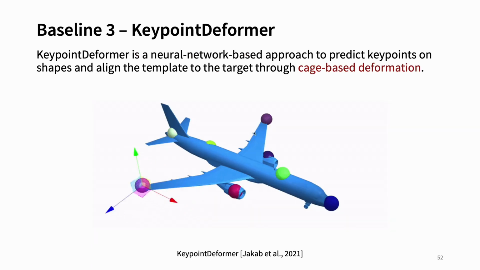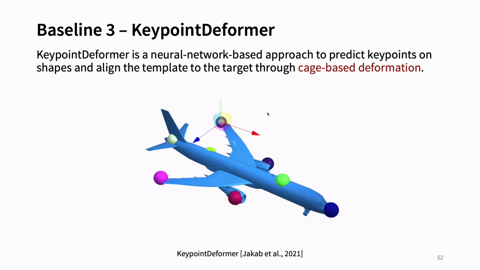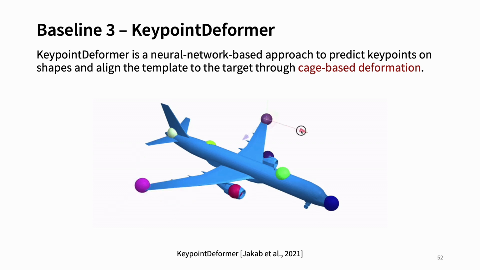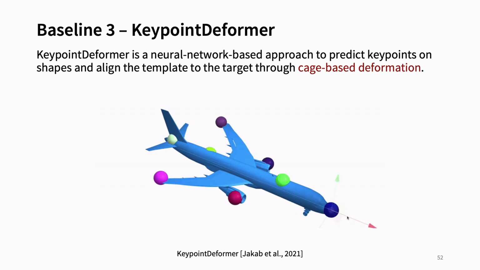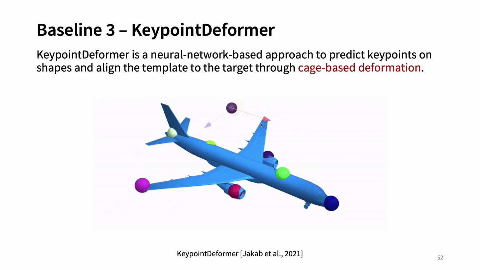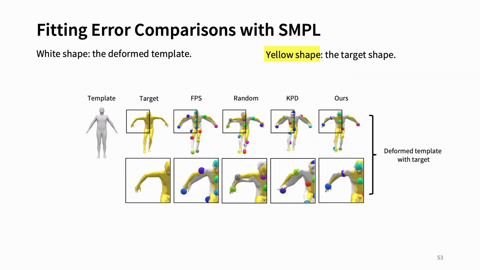We additionally compare our method with KeypointDeformer, which leverages a neural network-based approach to predict keypoints on shape and align the template to the target through cage-based deformation. For fair comparison, we train KeypointDeformer for each template shape and its corresponding set of targets using the released codebase. We show qualitative comparison of our approach compared to FPS, random search, and KeypointDeformer respectively.